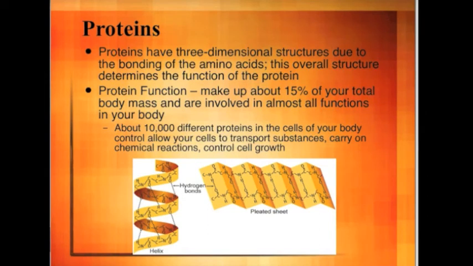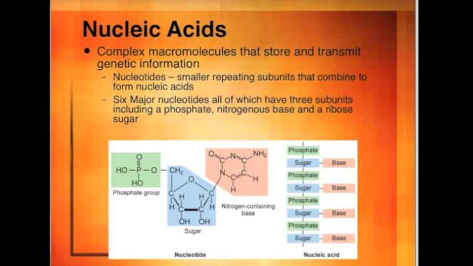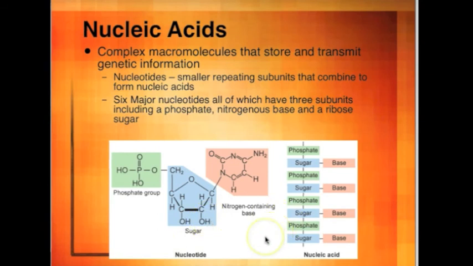All right, and our very last macromolecule that we're going to talk about is nucleic acids. Nucleic acids are the macromolecules that store and transmit genetic information. They are made up of nucleotides that form together to form a nucleic acid. There are 6 major nucleotides, all of which have 3 basic subunits. You have a phosphate group, a nitrogenous base over here, and then those two are connected by this ribose sugar.